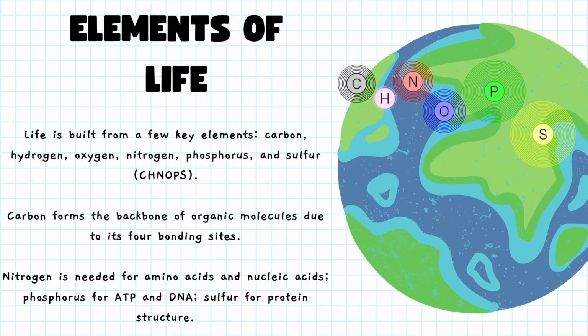Life is built from just six key elements: C, H, N, O, P, and S. Carbon is the backbone because it can make four bonds. Nitrogen and phosphorus are huge for building DNA and proteins, and sulfur helps shape some proteins too. Basically, these six elements are the building blocks of everything living.